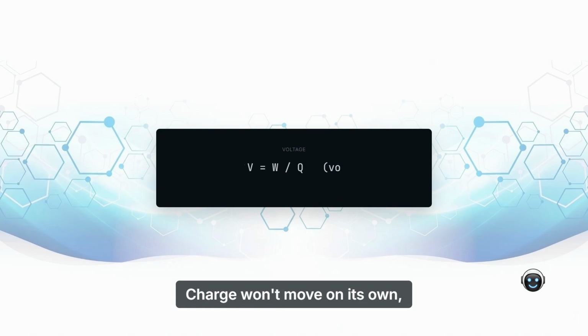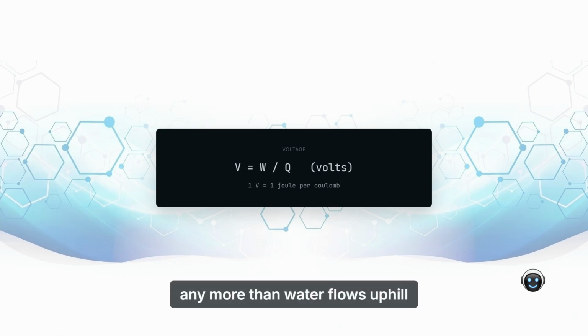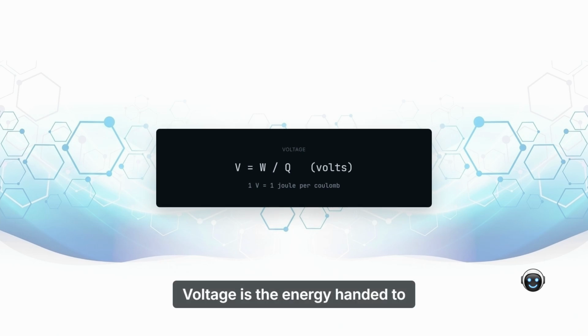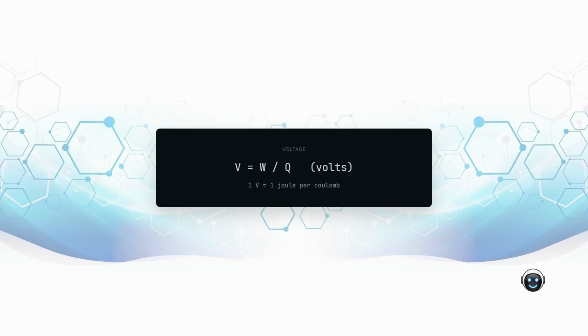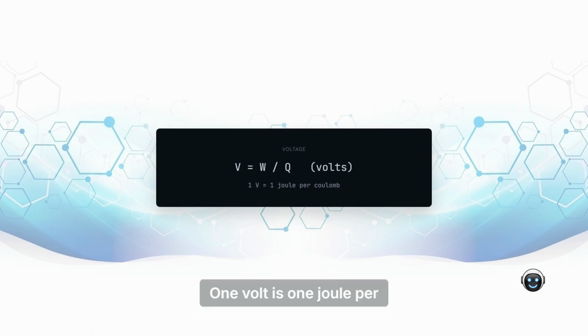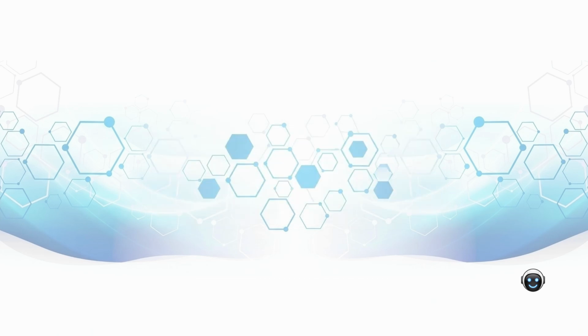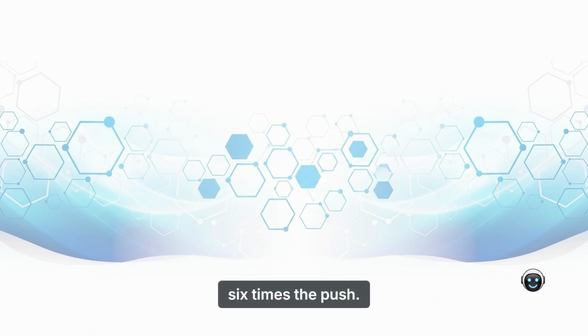Charge won't move on its own, any more than water flows uphill on its own. Something has to push it, and that push is voltage. Voltage is the energy handed to each unit of charge. V equals W over Q. The unit is the volt. 1 volt is 1 joule per coulomb. A 1.5 volt battery gives 1.5 joules to every coulomb it moves. A 9 volt battery, 6 times the push.